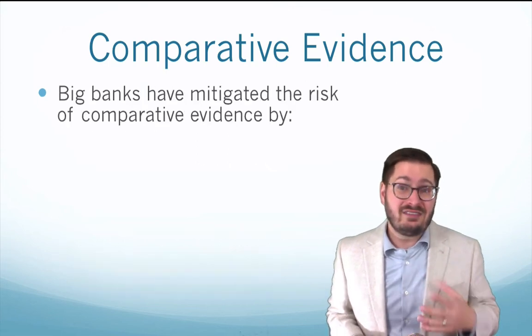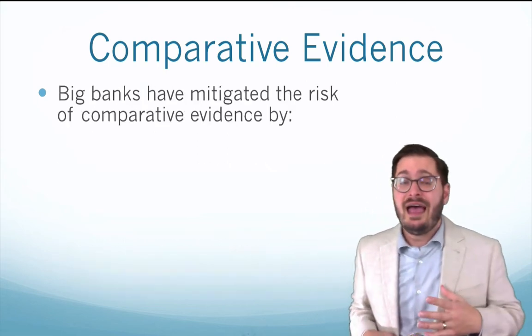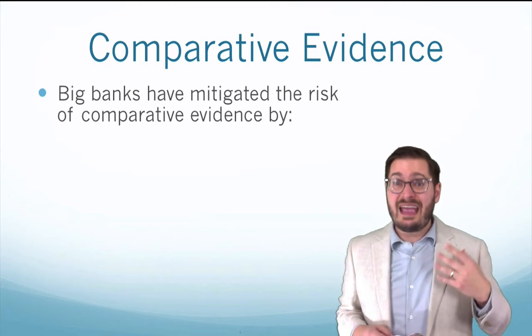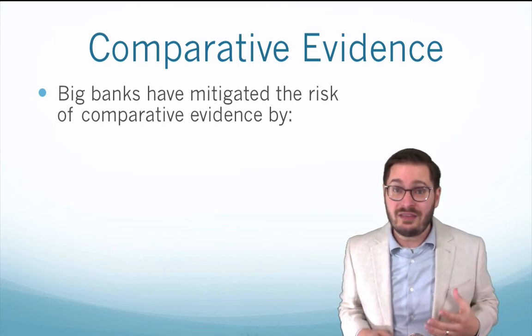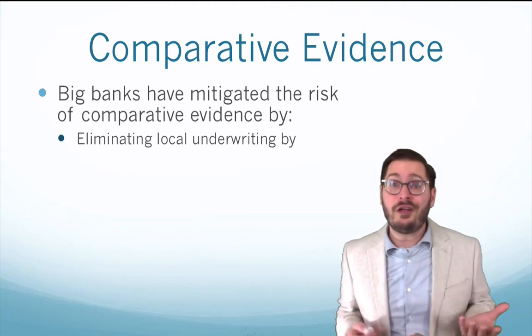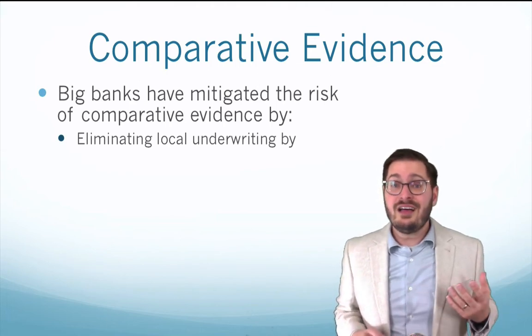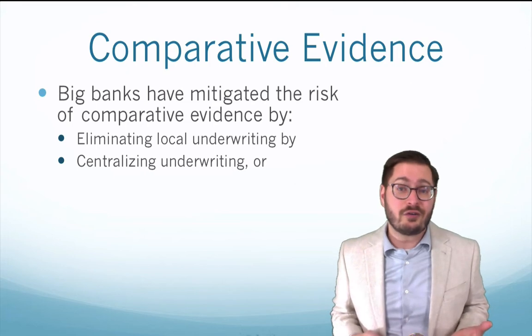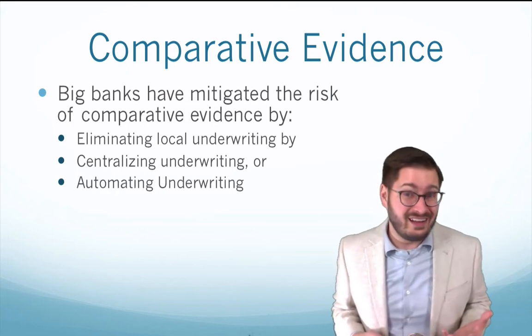Now, the biggest banks in the country have had to mitigate this because they have so many lenders they're dealing with. The risk is so high. So what they've done is that they've eliminated local underwriting. They've implemented either central underwriting or automated underwriting.